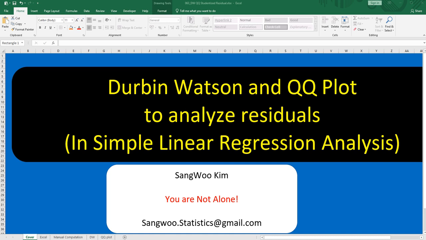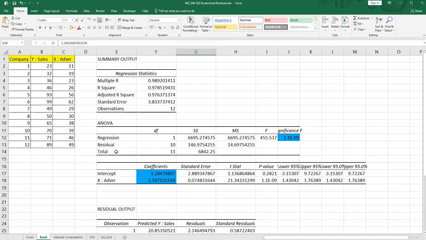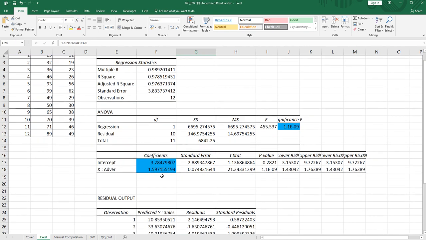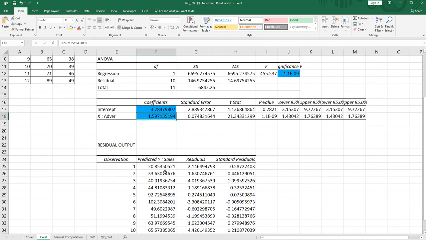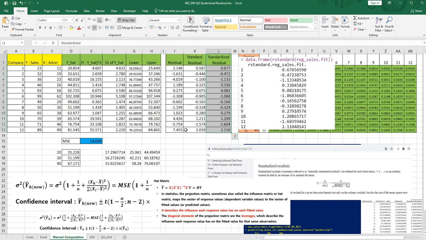After finding out significant regression coefficients, you need to analyze residuals to check whether they satisfy basic assumptions. In the previous video, I showed you how to get regression coefficients and residuals by the Excel add-in analysis tool. And also, I showed you how to get residuals, standard residuals and standardized residuals manually.